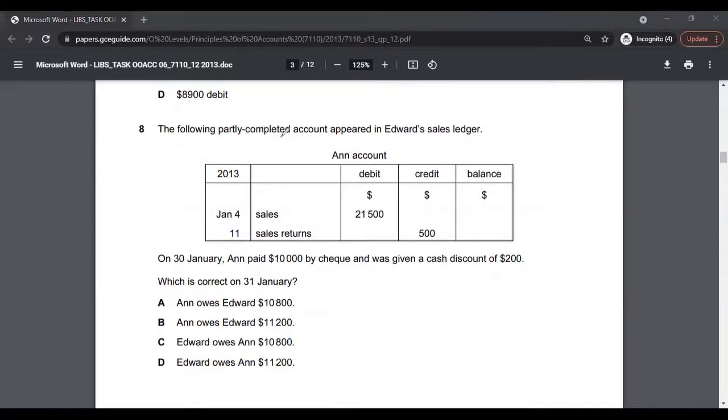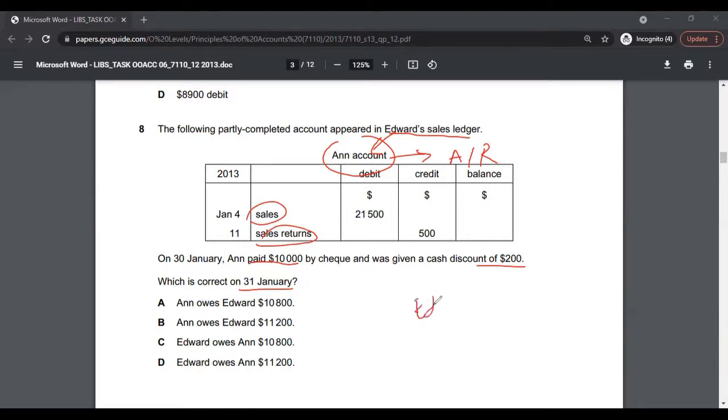The following partly completed account appeared in Edward's sales ledger. On 30th January, Anne paid 10,000 by check and was given a cash discount of 200, which is the correct figure on 31st January. So this is Anne's account in Edward's ledger. So what is Anne? Anne is actually an accounts receivable. If we look at the transactions here, there are sales that occur.